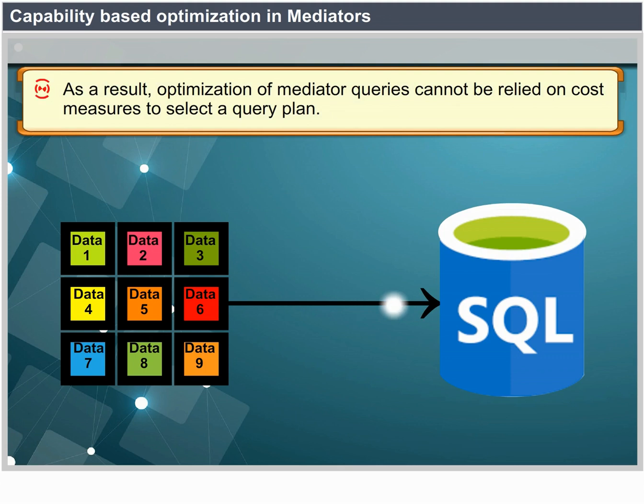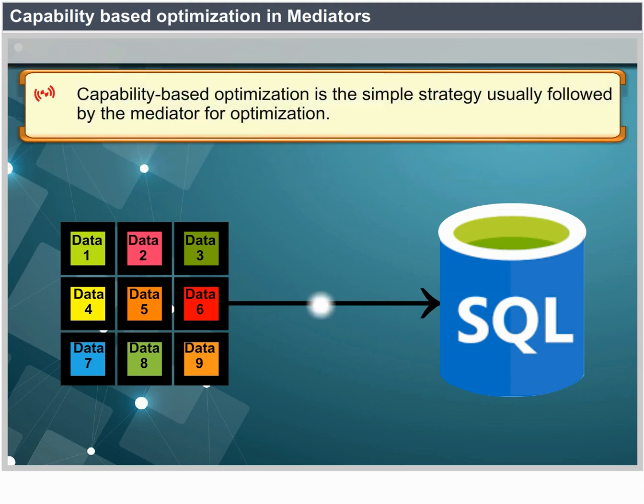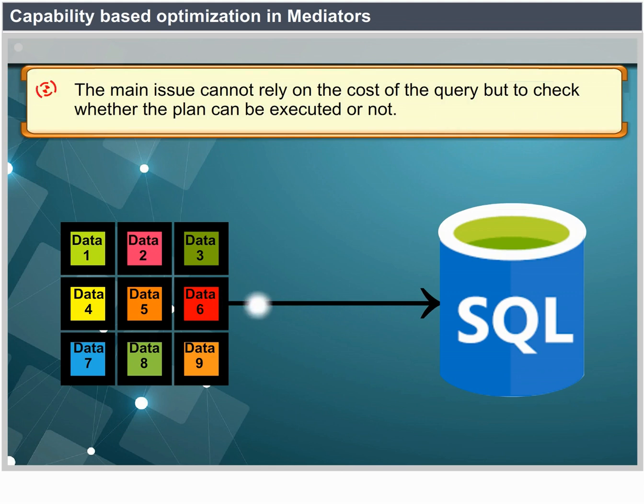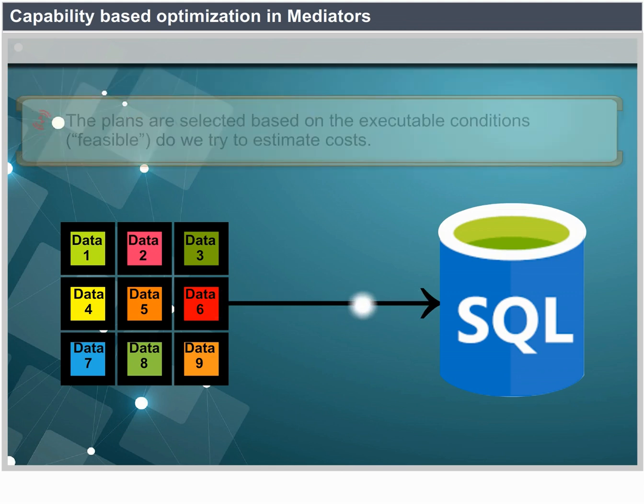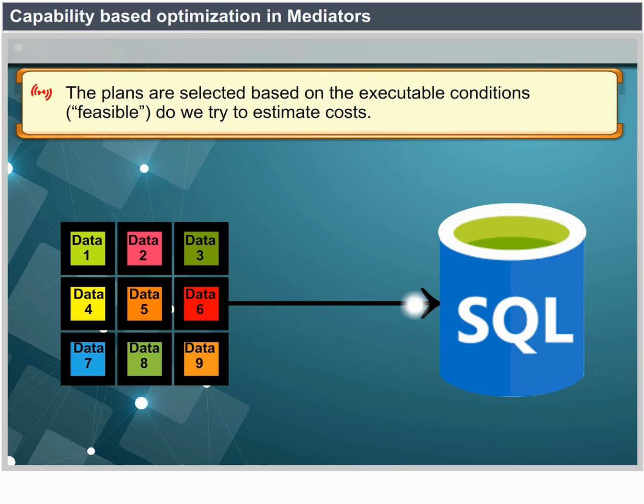As a result, optimization of mediator queries cannot rely on cost measures alone to select a query plan. Optimization by a mediator usually follows the simpler strategy known as capability-based optimization. The central issue is not what a query plan costs, but whether the plan can be executed at all. Only among plans found to be executable, feasible, do we try to estimate cost.